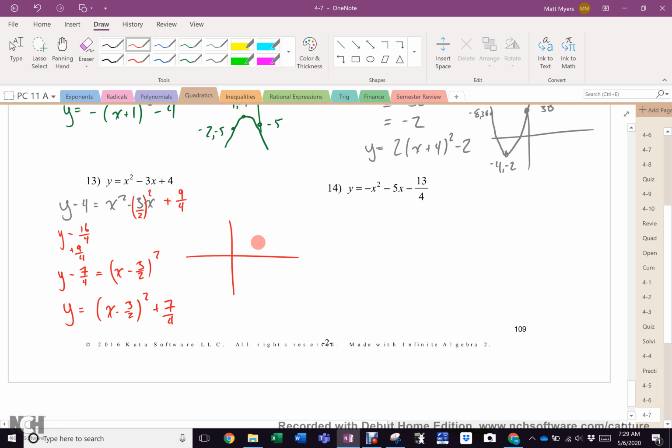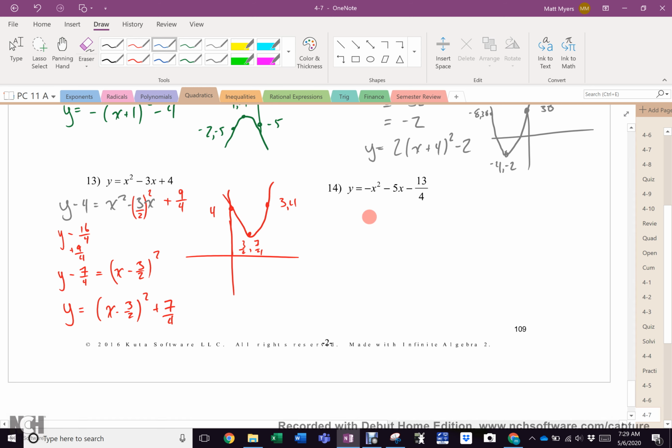And then I just graph it. Positive 3/2 is 1.5. Positive 7/4 is up here, and then I go upwards. My y-intercept I know is 4. This is (3/2, 7/4). So this way, I've got to go 3/2 this way. So that's 3, 4.